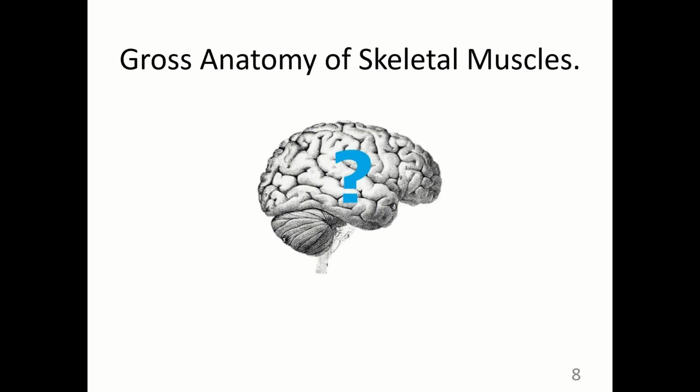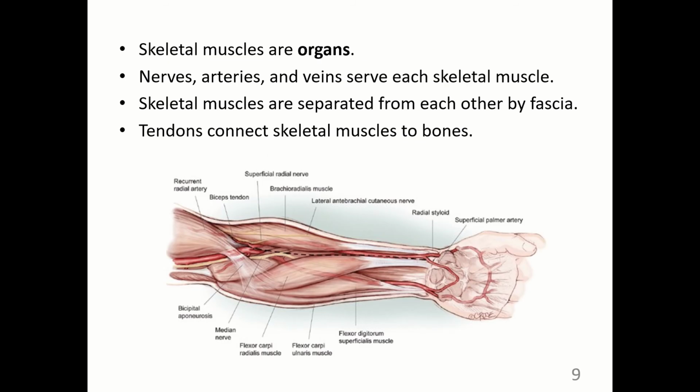Let's look at the gross anatomy of skeletal muscles. Skeletal muscles are organs. Nerve, arteries, and veins serve each skeletal muscle. Skeletal muscles are separated from each other by fascia, and tendons connect skeletal muscles to bones. This illustration shows numerous skeletal muscles found in the arm and forearm.